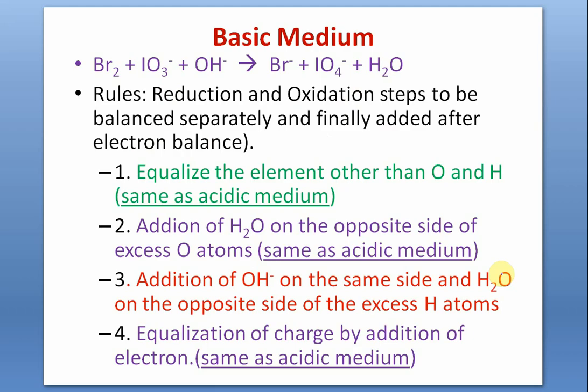Now let us study how to balance a redox ionic equation if it is carried out in basic medium, where there will be a need of OH minus ion rather than H plus ion. So here also you have to follow 4 step by step rules. And you have to do the reduction and oxidation steps separately and then add, just like you did in the case of acid medium. The rules are nearly the same.